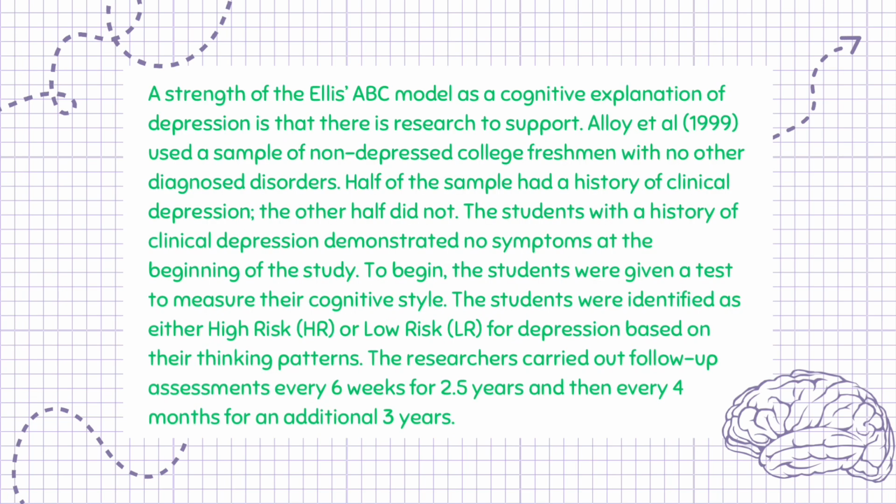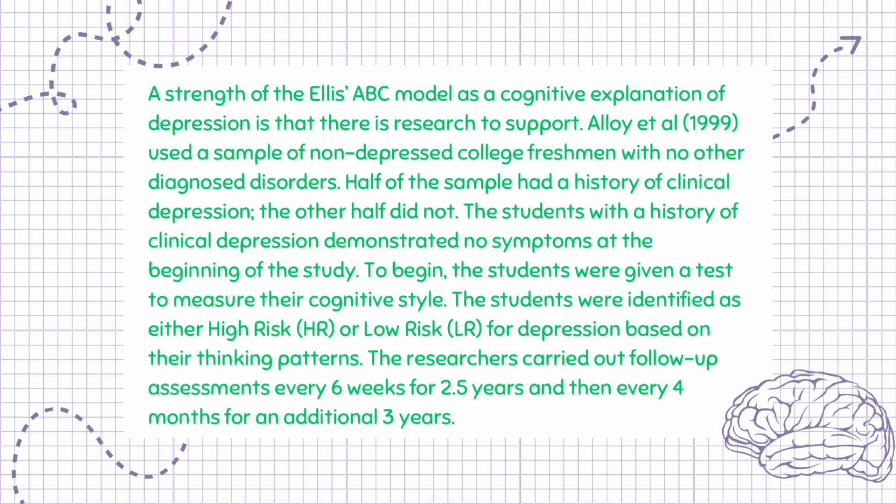A strength of the Ellis ABC model as a cognitive explanation of depression is that there is research to support it. Alloy et al., 1999, used a sample of non-depressed college freshmen with no other diagnosed disorders. Half of the sample had a history of clinical depression, the other half did not. The students with a history of clinical depression demonstrated no symptoms at the beginning of the study. To begin, the students were given a test to measure their cognitive style. The students were identified as either high risk, HR, or low risk, LR, for depression based on their thinking patterns.